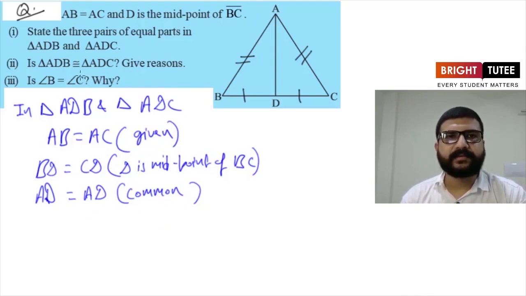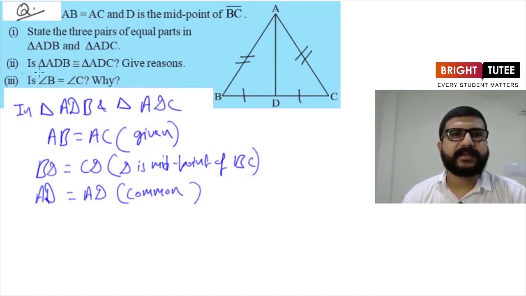Now what we have to tell in the second question? It is triangle ADB congruent to triangle ADC? And then we have to give reasons. So what do you think about these two triangles now? Are they congruent? Yes, they are congruent.